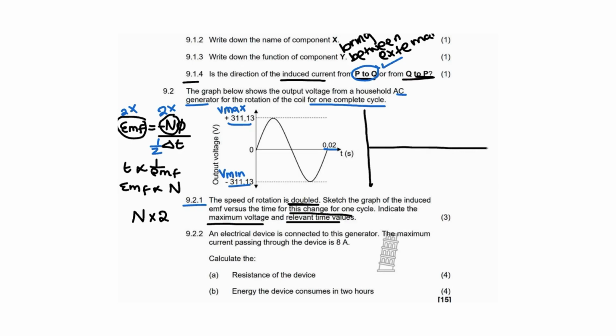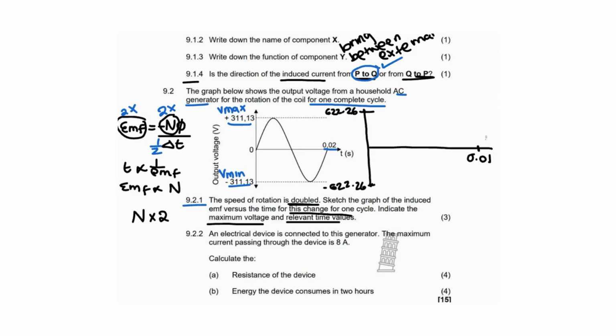So we have doubled the rotation, and we had said the time is going to be half. So it means the time now, 0.02 divided by 2, is 0.01, and then 311,13 times 2 gives me 622,26, meaning there's also a negative 622,26.